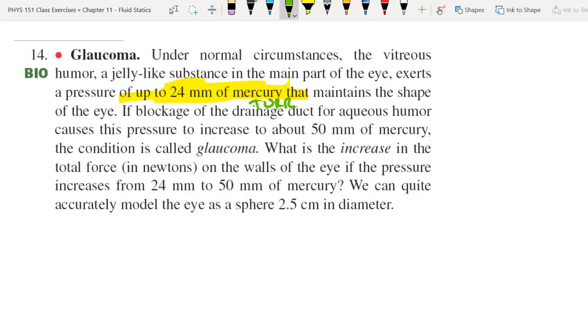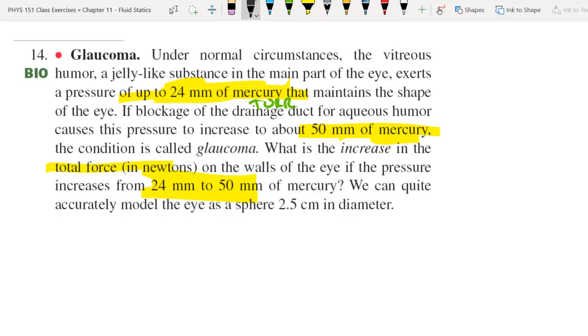And if this pressure increases to 50 torr, 50 millimeters of mercury, then we have glaucoma. So what's the increase of force on the walls of the eye if the pressure increases by 26 torr here? And it says that we can accurately model the eye as a sphere 2.5 centimeters in diameter, right?